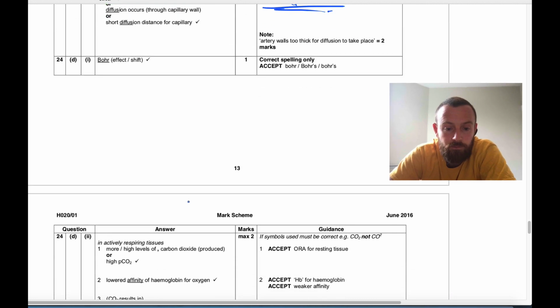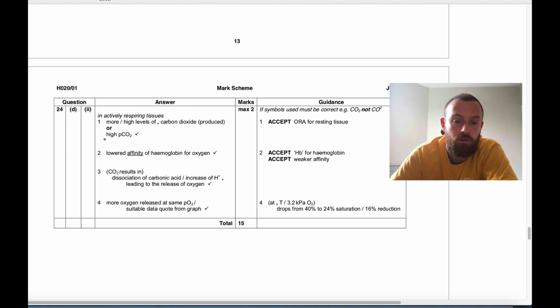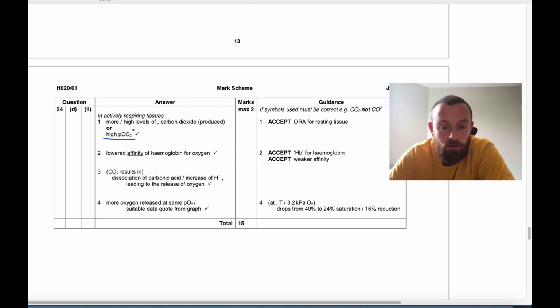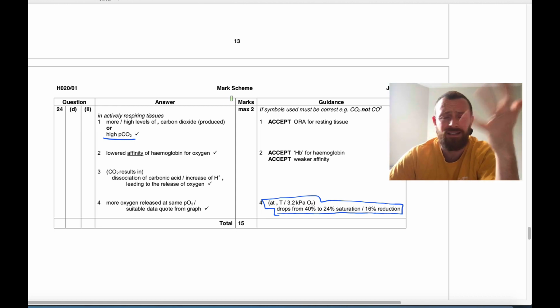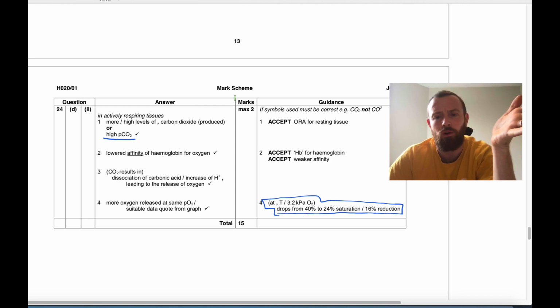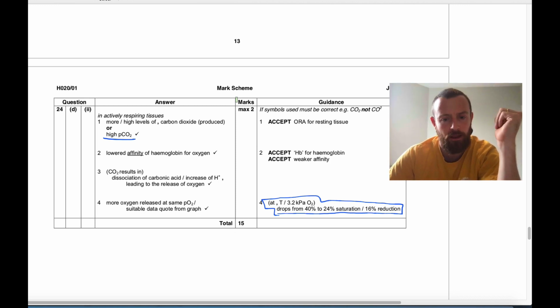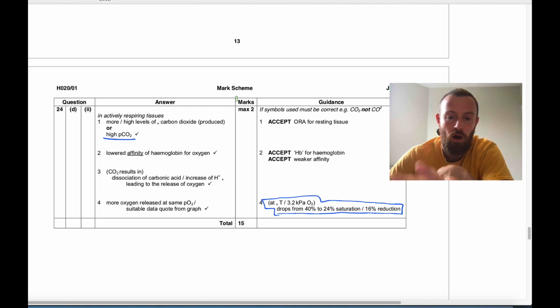Let's have a look here. So yes, high CO2. And I got this mark here: drops from 40% to 24% saturation, or a 16% reduction. Stuff which I didn't say, this is a 2 marker, but it's always good to try and get more than the max marks. Does that sound stupid? Maybe it does. If you're going for a 2 marker, say 3 things, because even if you miss a keyword on one of the points, you're going to get the other points. You're still going to get the marks. Always go for more marks than are available.